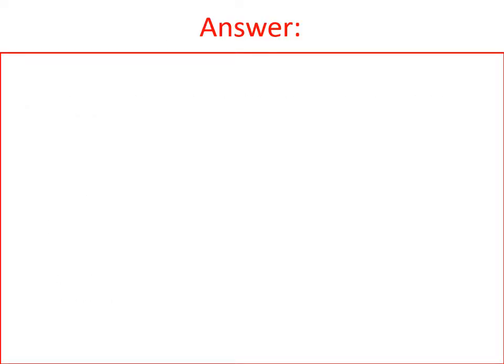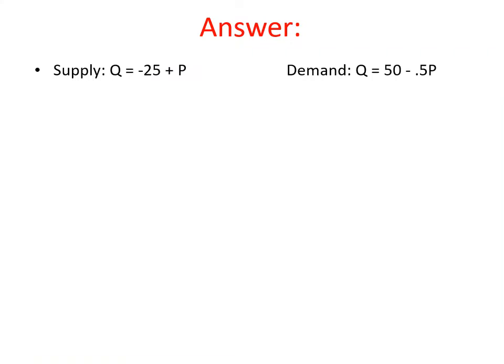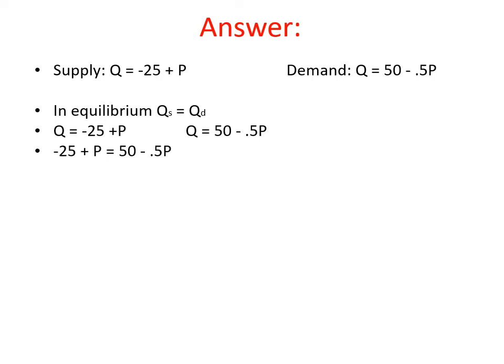Here's the answer to that challenge question. So the first thing that you would do is you say, okay, we've got to set both our equations equal to Q. We already have that, it's given to us. We know that in equilibrium, quantity supplied equals quantity demanded. So the second step is we can smush those equations together. So we can say that we have minus 25 plus P is equal to 50 minus 0.5P.